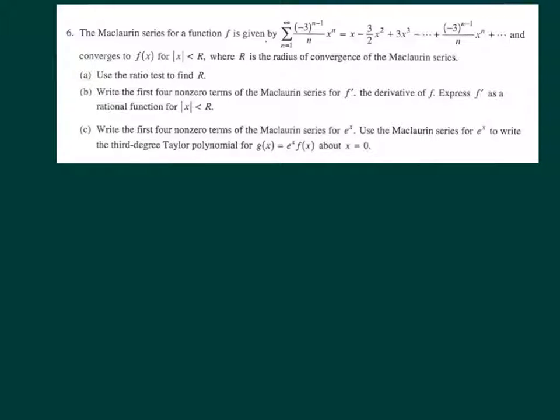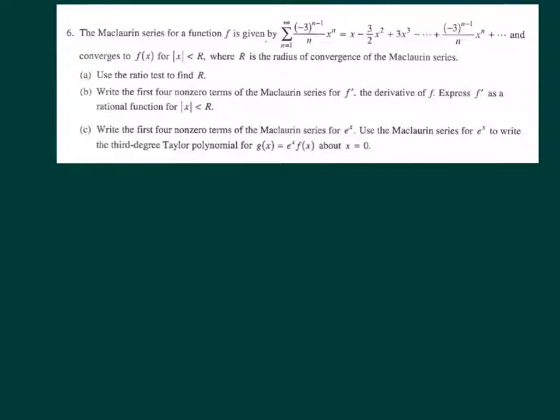First thing they want you to do is find r. And they actually tell you to use the ratio test. That's kind of redundant, because we know we want to use the ratio test to find r on that one. So in this case, that's worth 3 points. You get 1 point for just setting up the ratio, 1 point for calculating that ratio, simplifying that, finding the limit, and then 1 point for the radius of convergence.